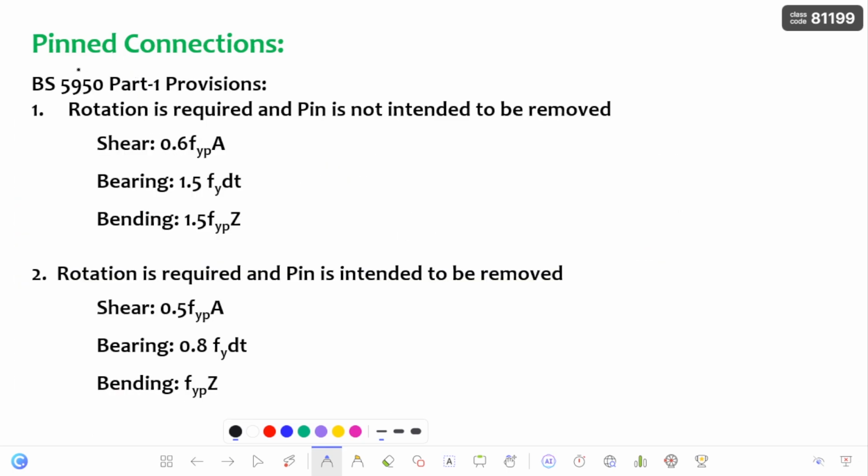Coming to the design provisions, BS 5950 Part 1 gives the design standard for pinned connections. And remember, IS standards didn't give any provisions for the design of pins. But the basic formulas, for example bending moment capacity, the design bending moment is nothing but beta B into Zp into Fy by gamma M0. You can use this formula for checking the pin also. You just have to substitute the plastic section modulus and the yield strength of the pin, and you can check the bending moment capacity of the pin.